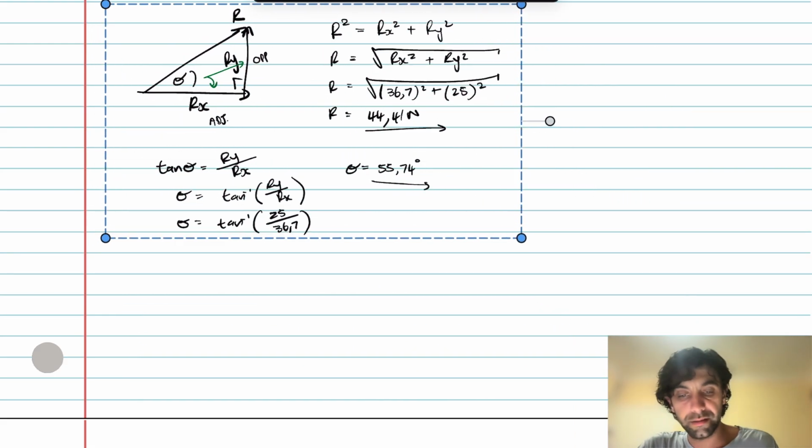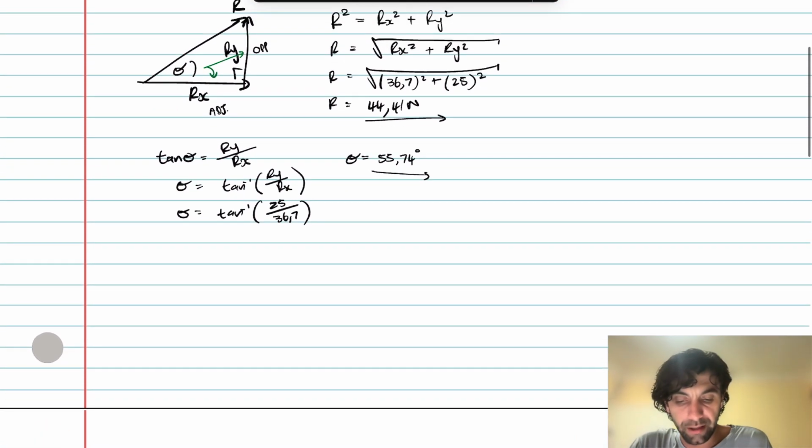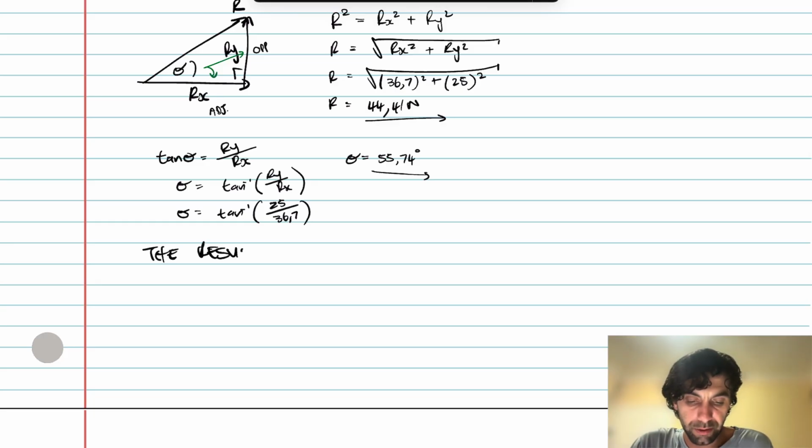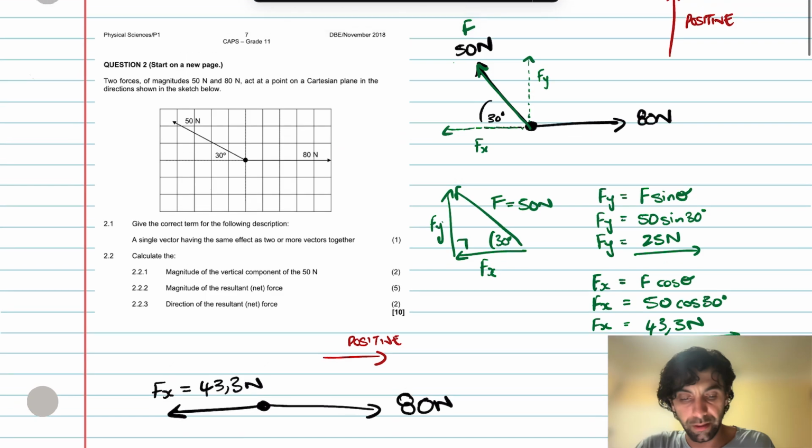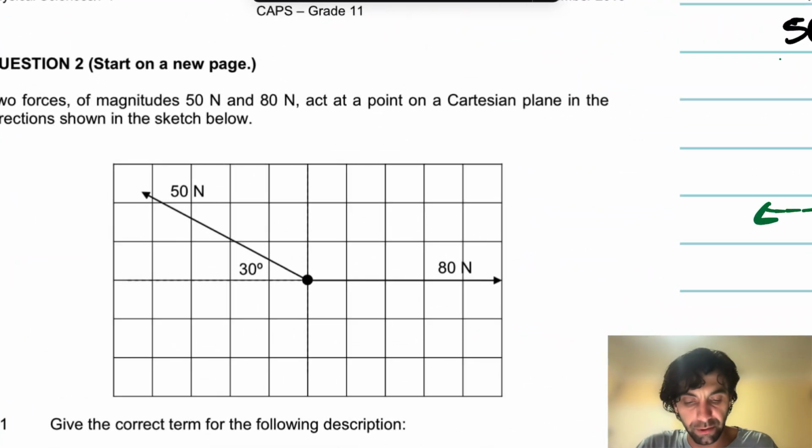This means that the resulting force, or resultant force, is 44,41 newtons acting at 55,74 degrees. And now if you want to describe the direction of the resultant, we said it was moving somewhat in this direction.